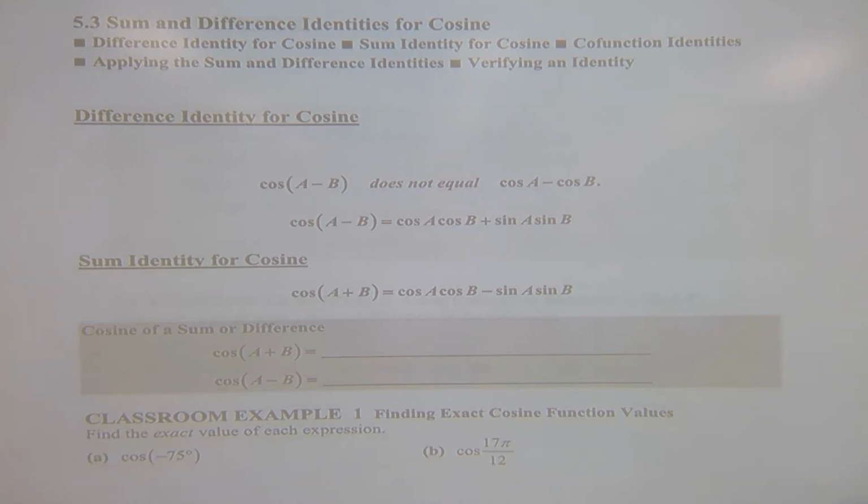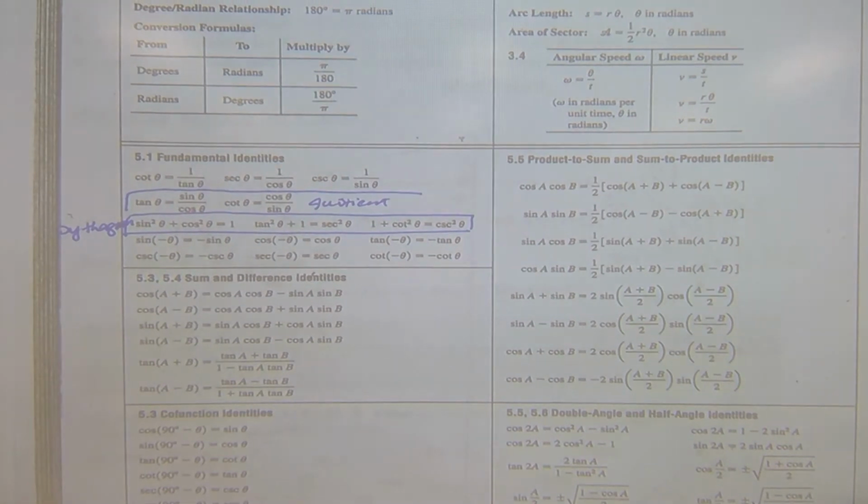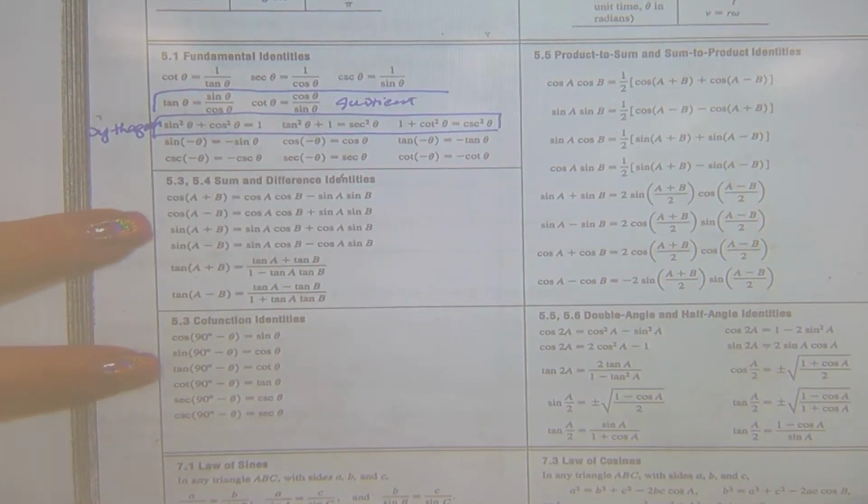All right, guys, here we go with 5-3. We're moving forward into some more of our identities. If you take a look at your identity sheet that I hope that you have printed and in front of you while you're going through all of your homework, you will find that we have two sections here for 5-3.